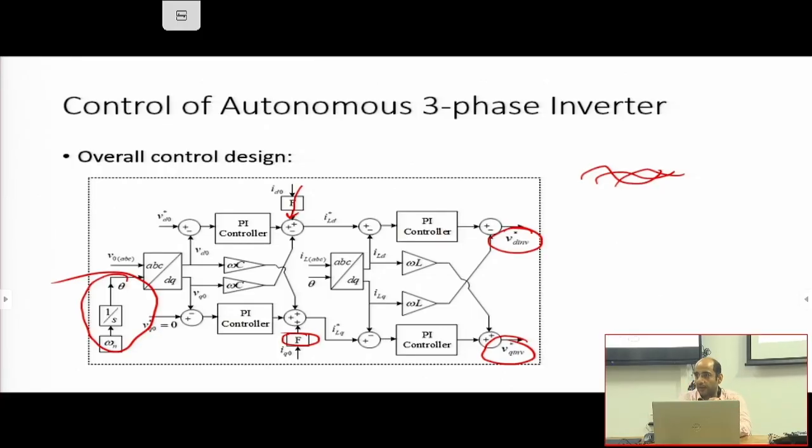Very much similar to the grid connected one. In both of them you have the outer loop and the inner loop. In both of them you design the controllers such that the inner loop is usually designed and the gains are set as per the pole placement technique. The outer loop is designed and the gains are put as per the symmetrical optimum method. So these are the well established methods.